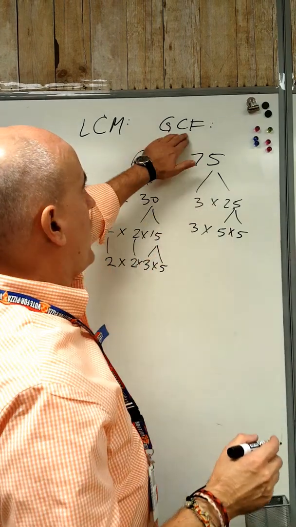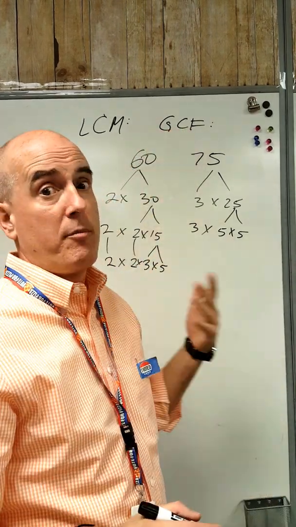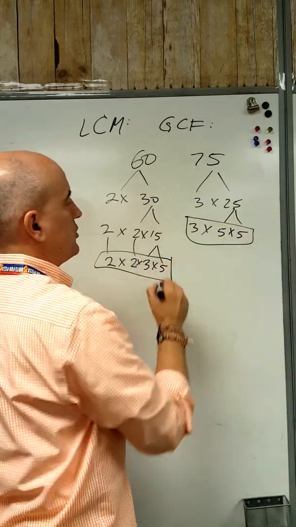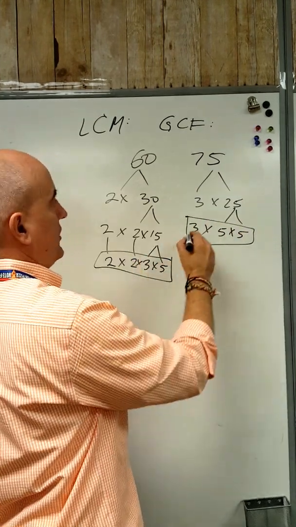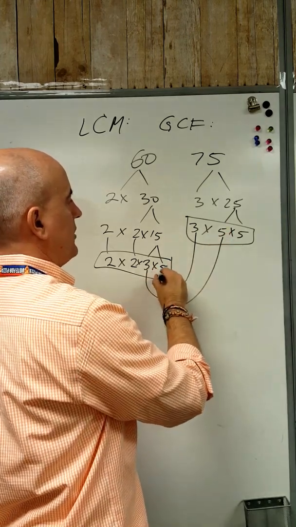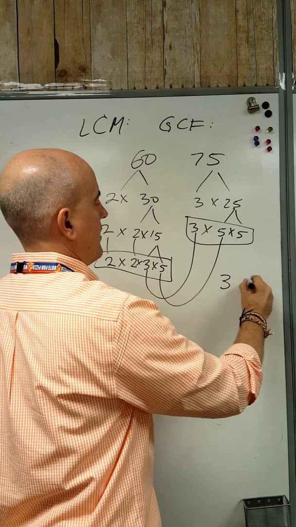So to find the greatest common factor, we learned another method is to look at these prime factorizations and see what these have in common. Well, this has a 3, and so does that one. And this is a 5, and so is that one. So it has a 3 and a 5 in common.